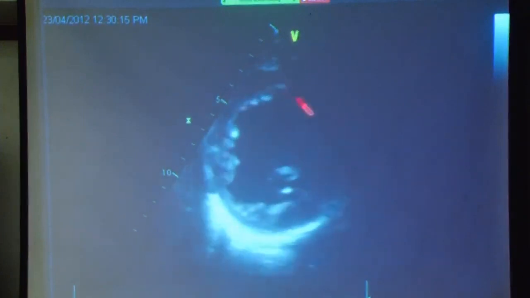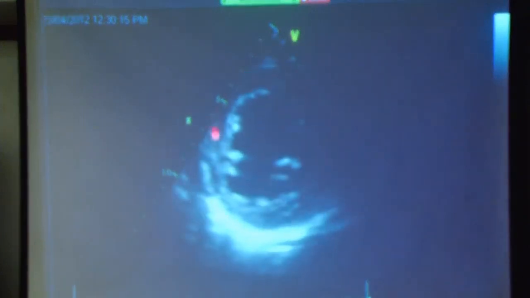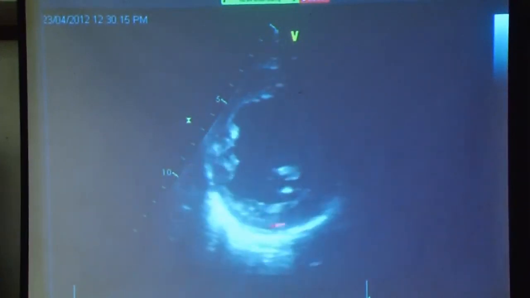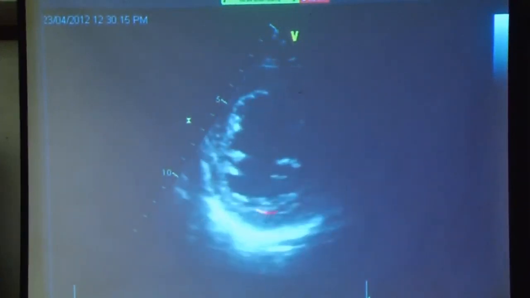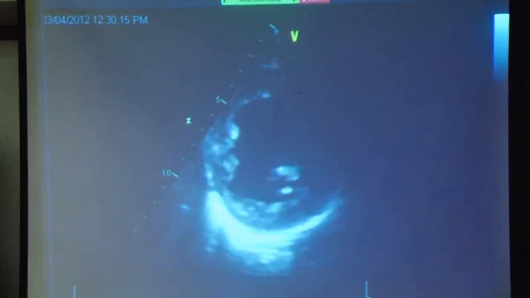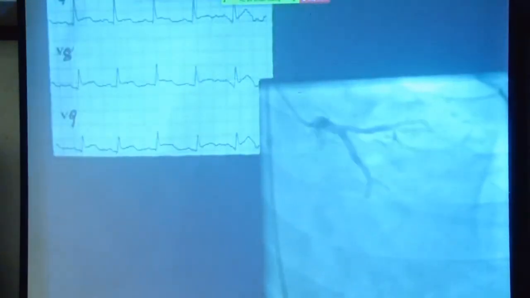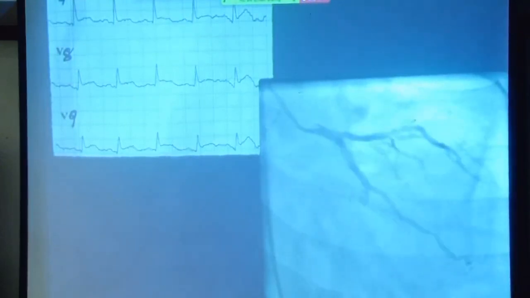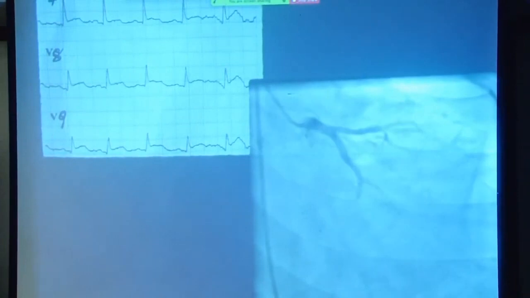This is actually the anterior wall of the left ventricle. You could see that the anterior wall is contracting well, but if you look at the posterior wall of the left ventricle, you could see that this particular area is not contracting well compared to all the other areas. So one could suspect that this could be a posterior wall myocardial infarction, and you could also have posterior leads electrocardiogram taken.